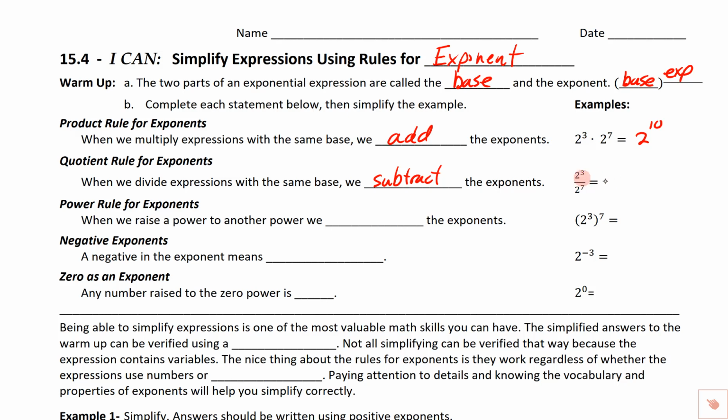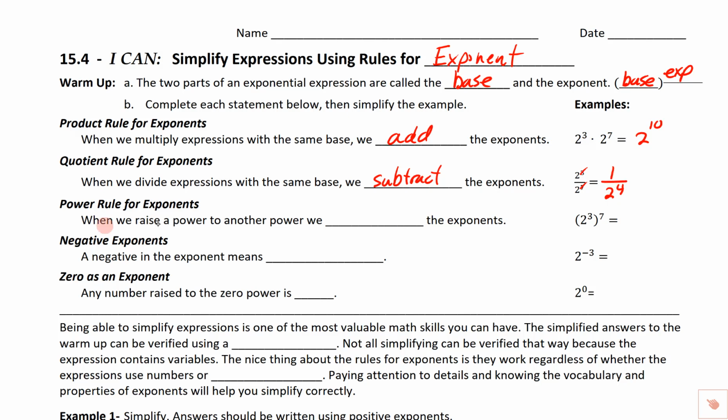So on this one, what I'm going to do is say, look, there are 3 of them on the top, and there are 7 of them on the bottom. So these 3 will cancel 3 of those. So that's going to leave 2 to the 4th on the bottom. So we've got 1 over 2 to the 4th. We'll talk about a different way to think about that in just a second when we talk about negative exponents.